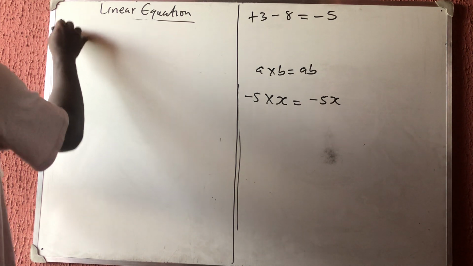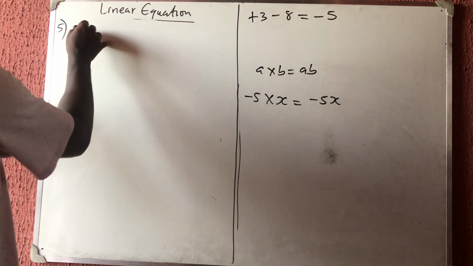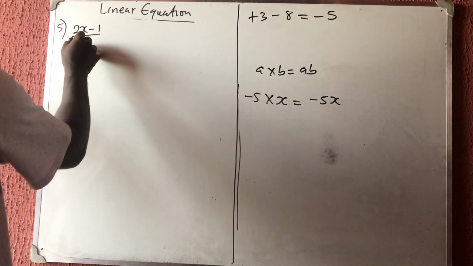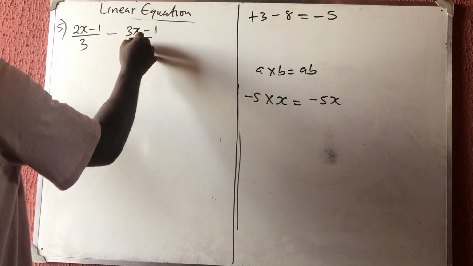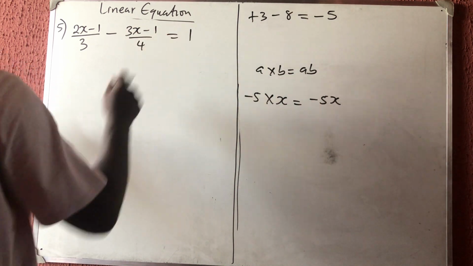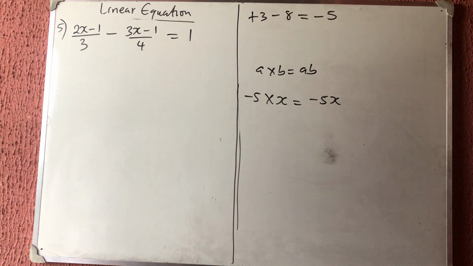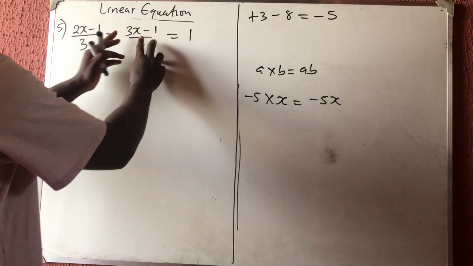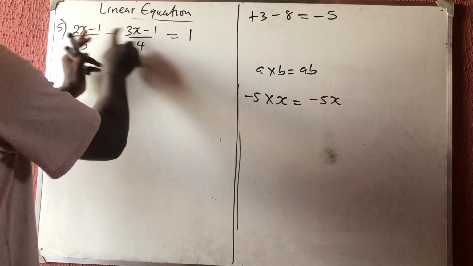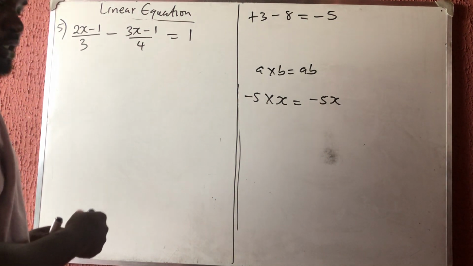So question number 5, I have that (2x minus 1) all over 3 minus (3x minus 1) all over 4 is equal to 1. Now somebody will look at this and say, let us cross multiply. Please, you cannot cross multiply here because a sign is separating them. If it is just this person and this person, or this person and this person with an equality sign here, that is when you can cross multiply. But in this case, we cannot.